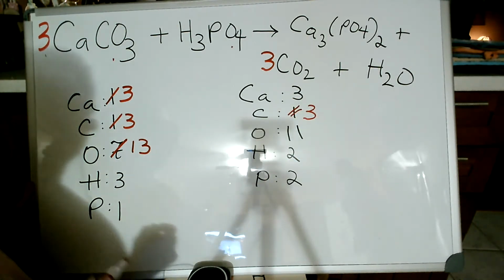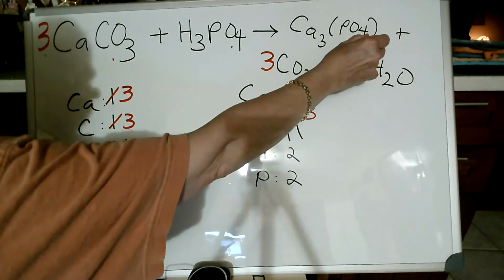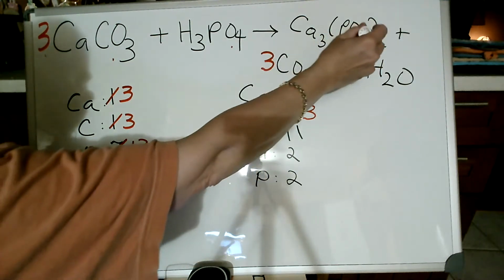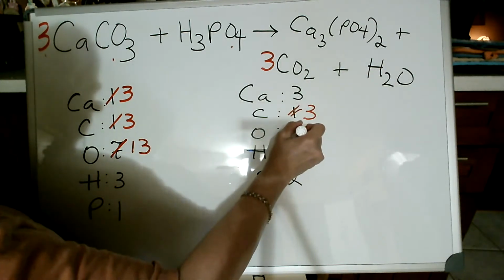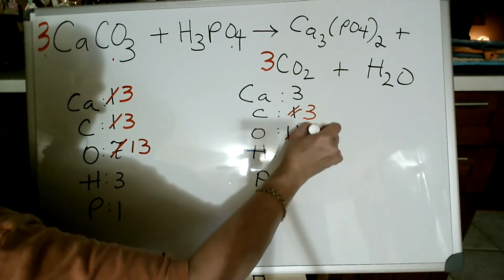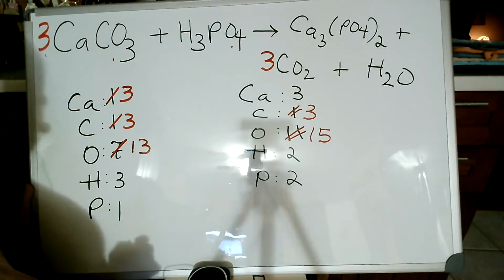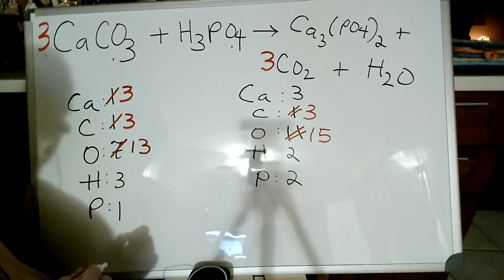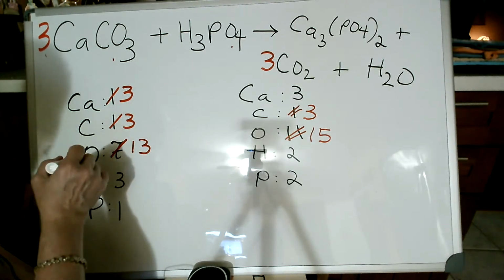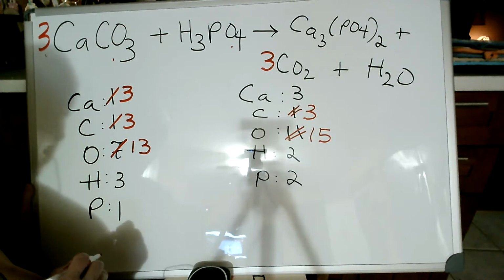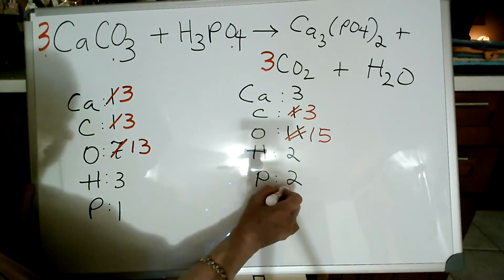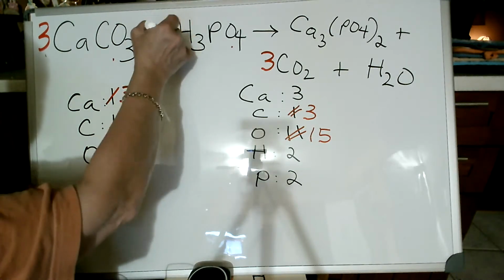Oxygen, got to be careful. 4 times 2 is 8. 3 times 2 is 6. 6 and 8 is 14, plus 1 is 15. Okay, now we have hydrogen 3, hydrogen 2. That's trouble right there, because if you multiply this by something, you're going to screw that up. So let's wait. Phosphorus would be a smarter move. If this is 1 and that's 2, let's make it 2 here.